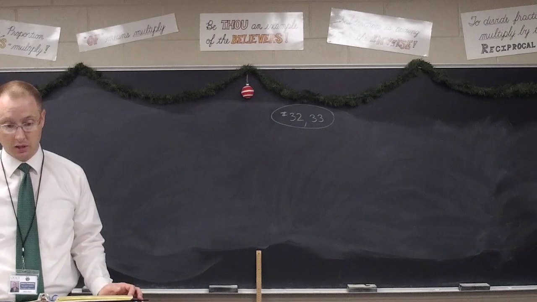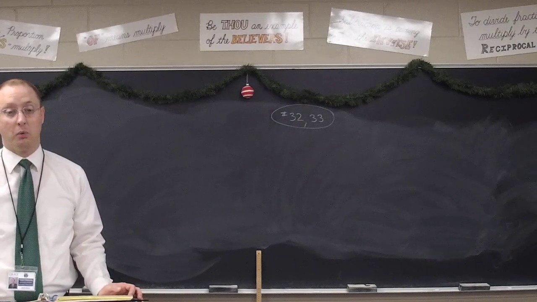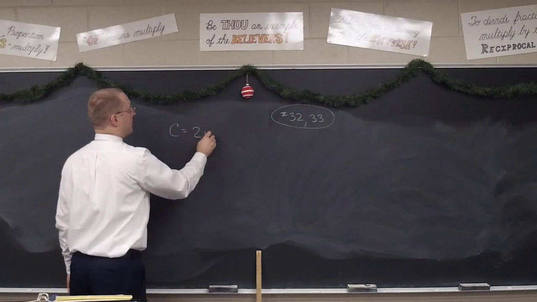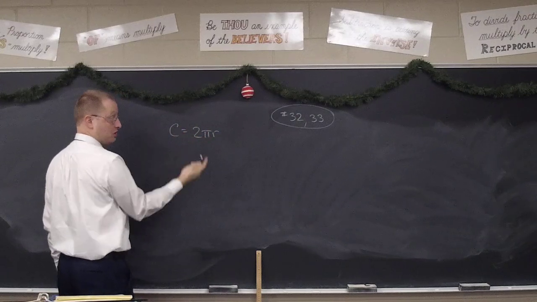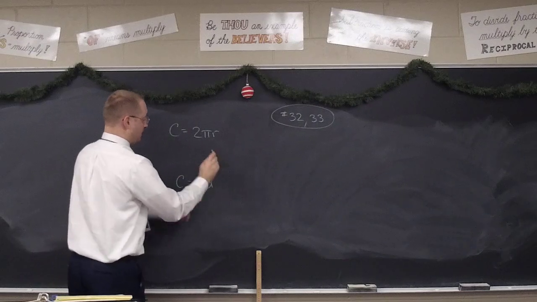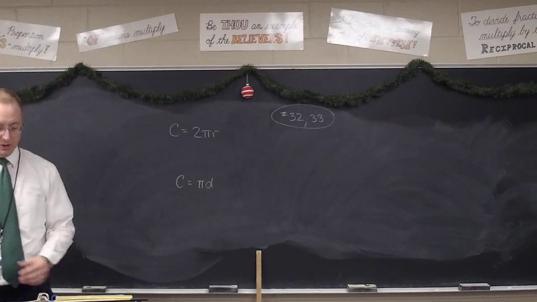So on the radius, you have to double. What are the 2 formulas we're using here, class? C equals 2 pi r. So if you're given a radius, double, because the 2 is there. If you're given a diameter, class, we use C equals pi d. So if you're given a diameter, there's not a 2. Don't worry about the 2.